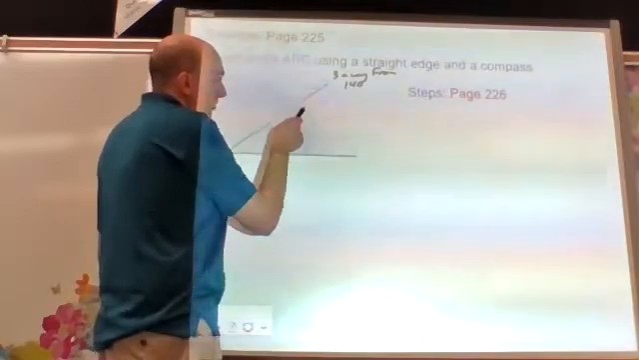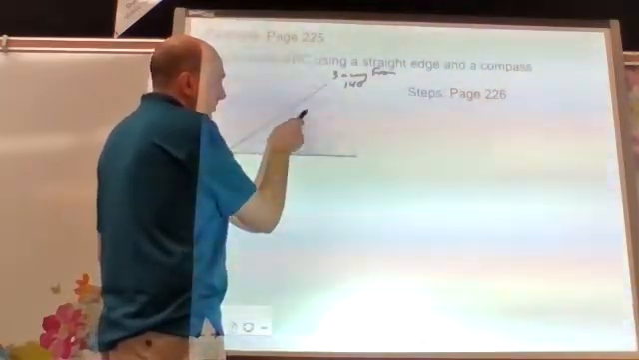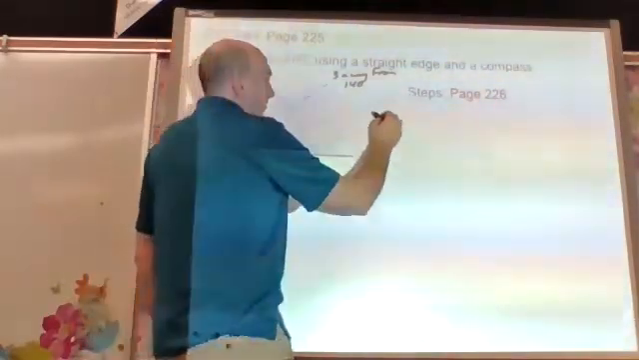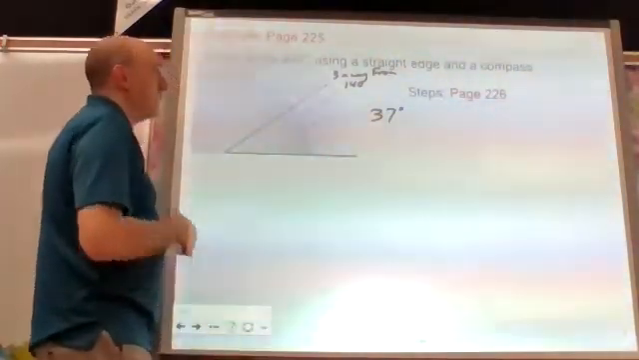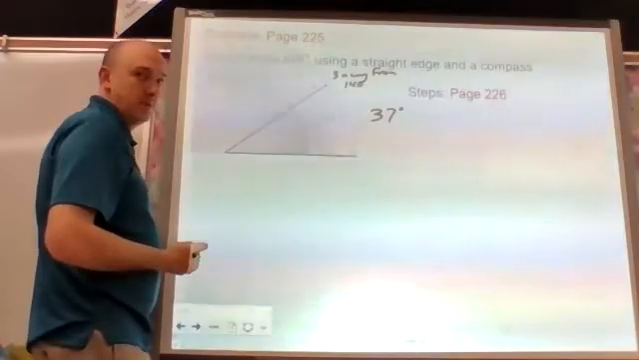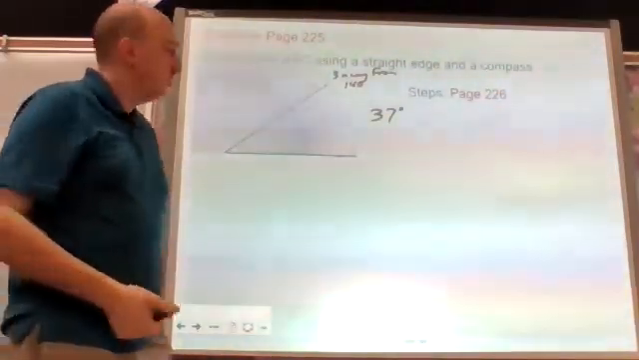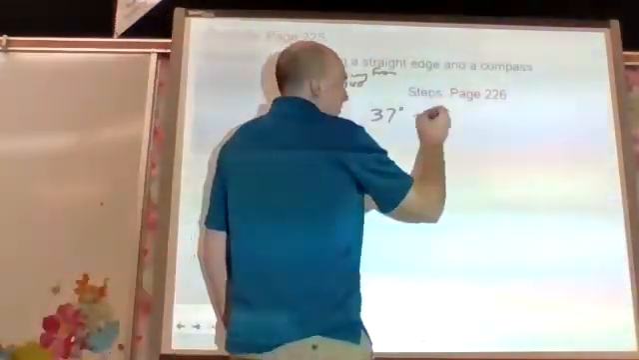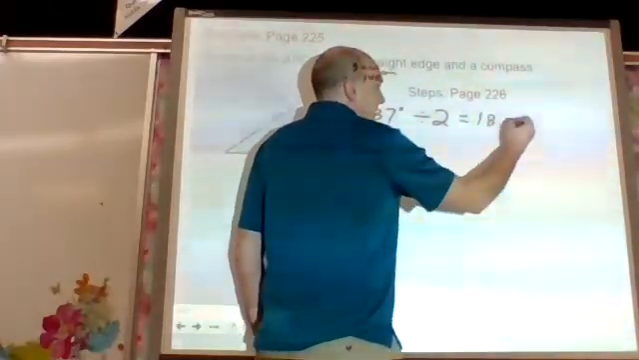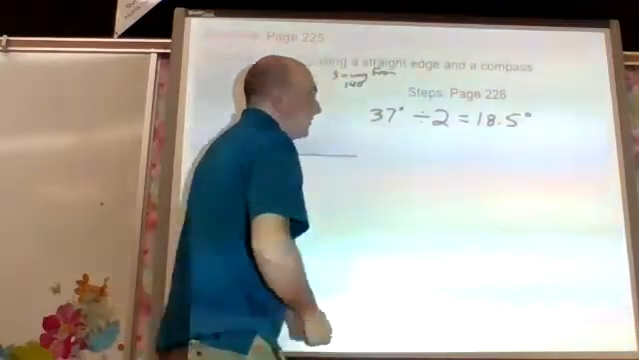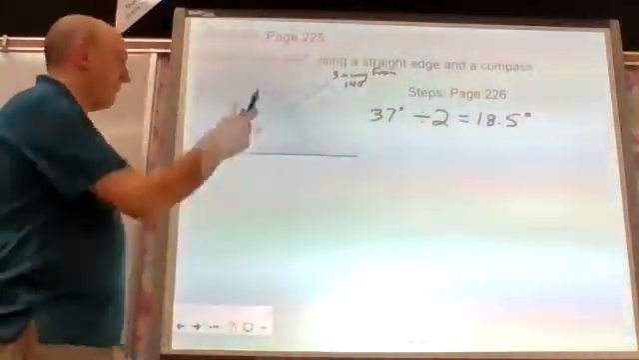Is it going to be 43? No, because it's between 30 and 40. So that's going to be 37 degrees to start with. Now, how do we bisect it? How do we bisect an angle? We take this and divide it by 2. You get 18.5 degrees. That's going to be half of our angle.